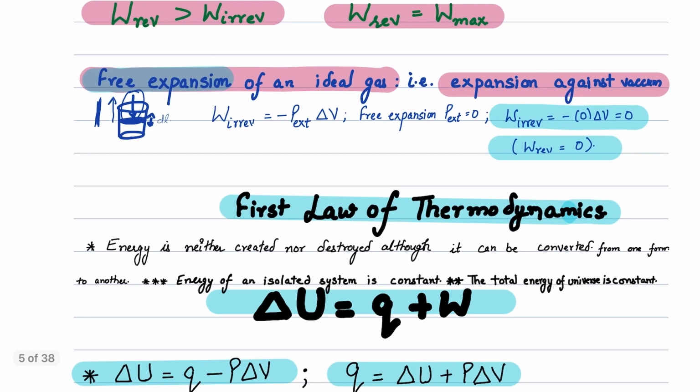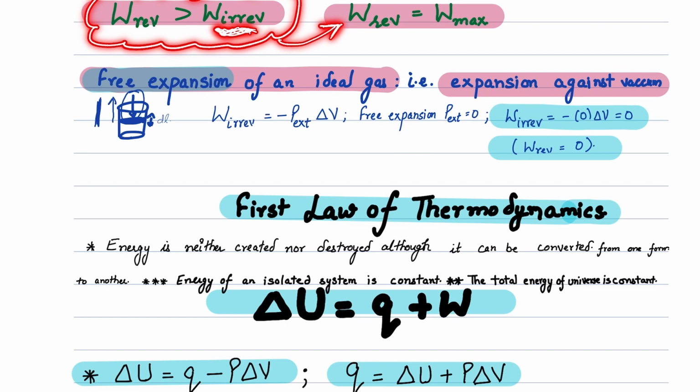Now, please remember two important points: the work done in the case of a reversible process is greater than in an irreversible process, and the work done in the case of a reversible process is considered to be the maximum work done. These are important from an objective point of view. These two points can be asked in objective questions.